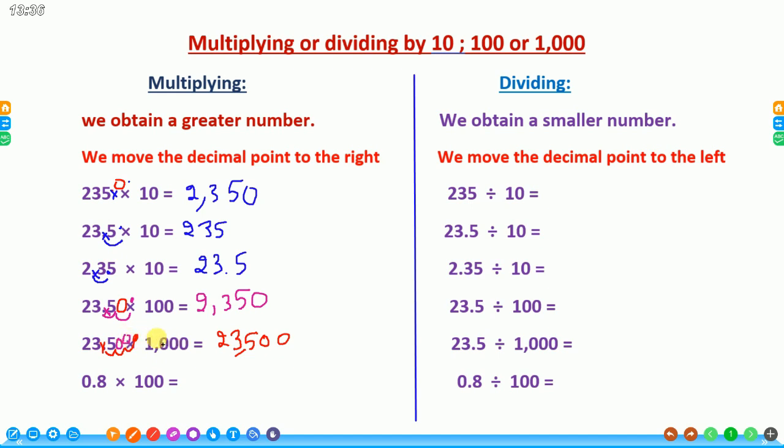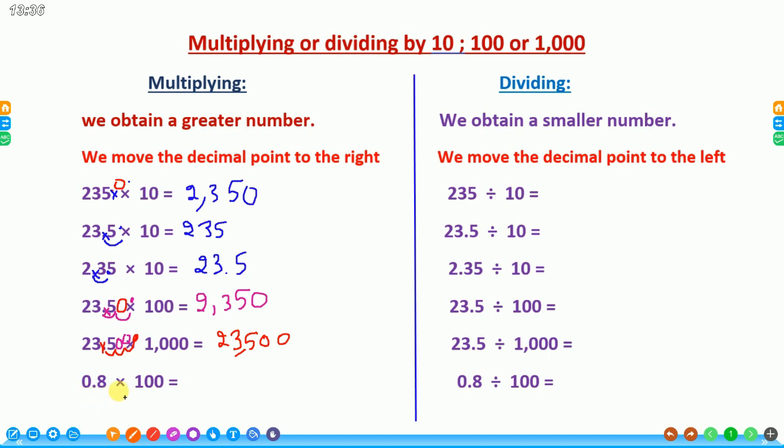So here we need to be careful. We don't add 3 zeros, the same number of zeros as 1000. No. We need to jump 3 times to the right, so we only add zeros as much as needed in order to be able to jump 3 times to the right.